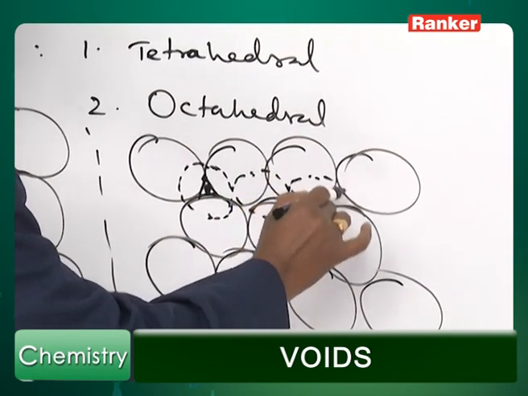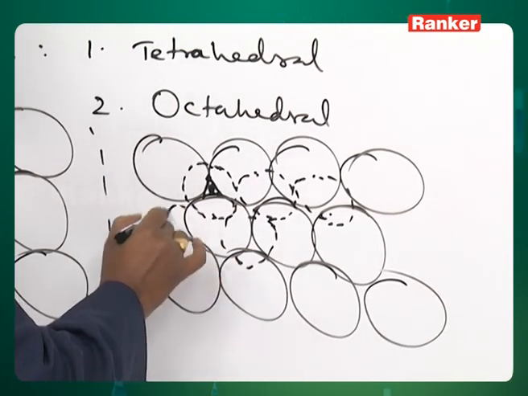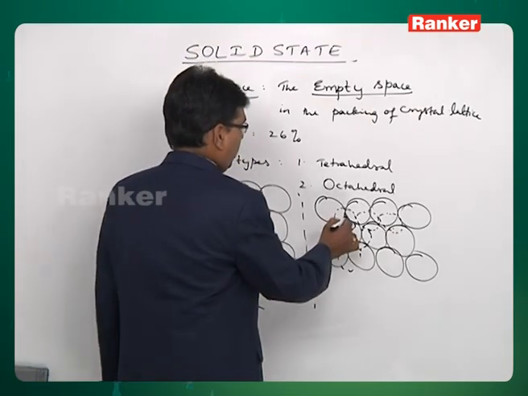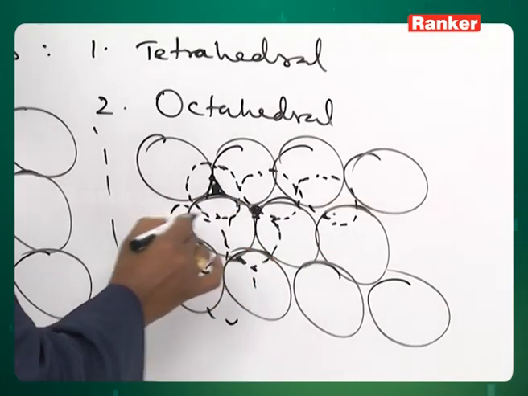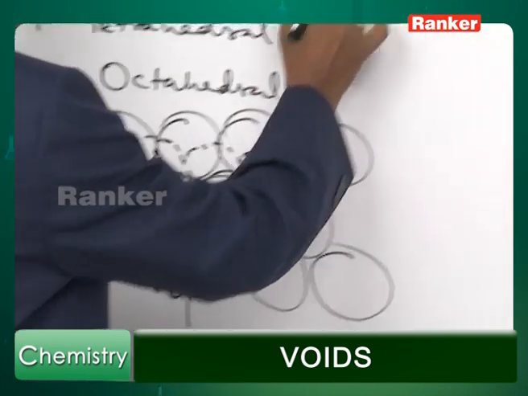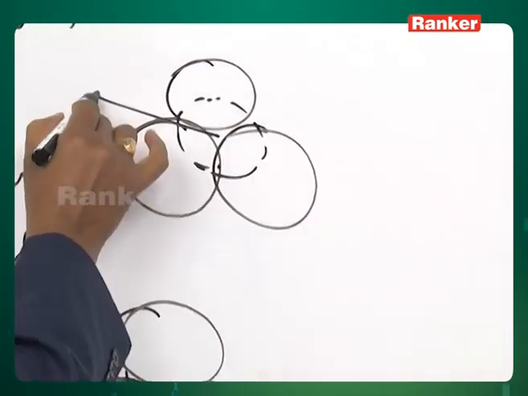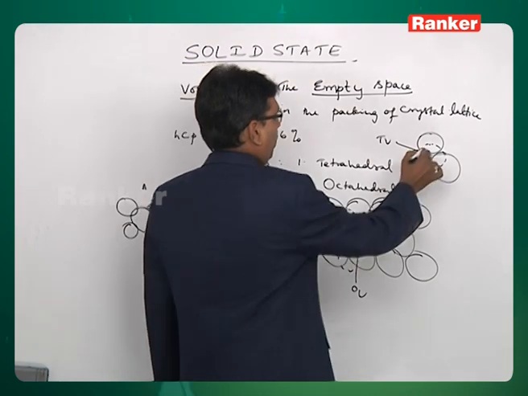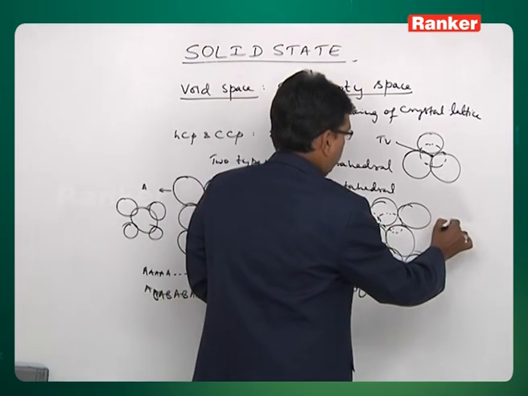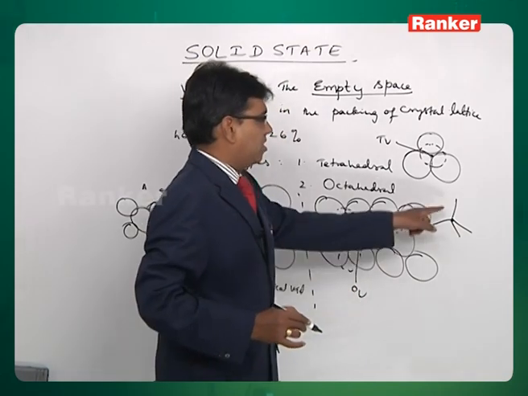When you arrange the atoms like this, here this is a tetrahedral void and this is an octahedral void. This is a tetrahedral void, because if you keep a sphere over here, this sphere is in contact with 3 spheres like this and 1 sphere on the top. So this is a tetrahedral void.